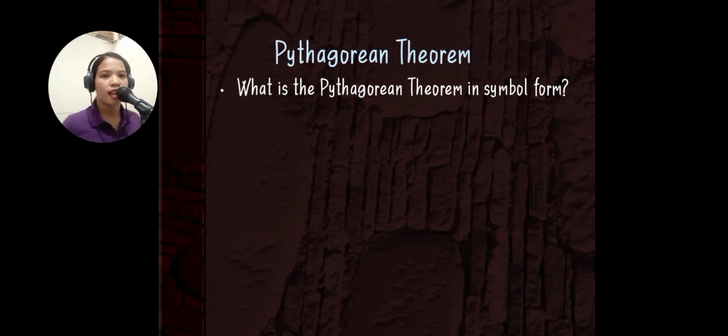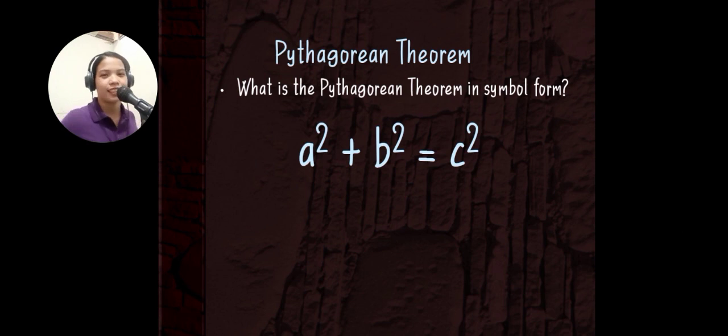What is the Pythagorean theorem in symbol form? Anyone? Do you know the symbol form of the Pythagorean theorem? Alright, you're correct. Thank you. So we have a squared plus b squared is equal to c squared.